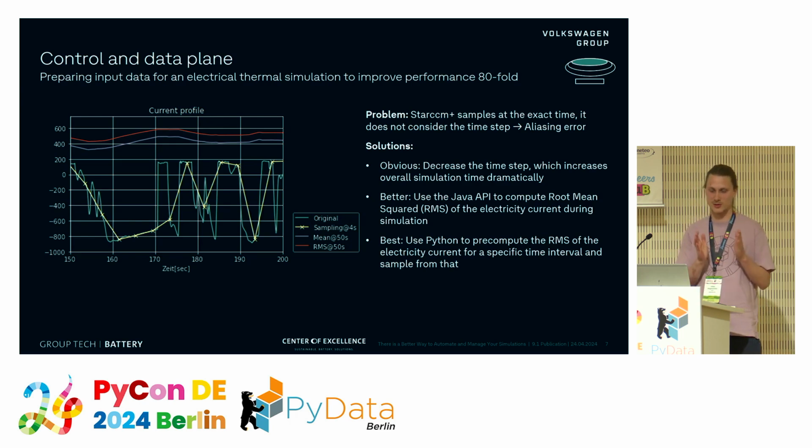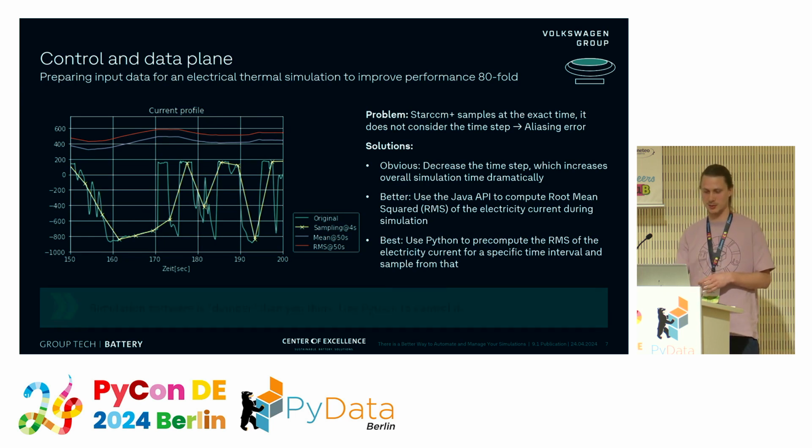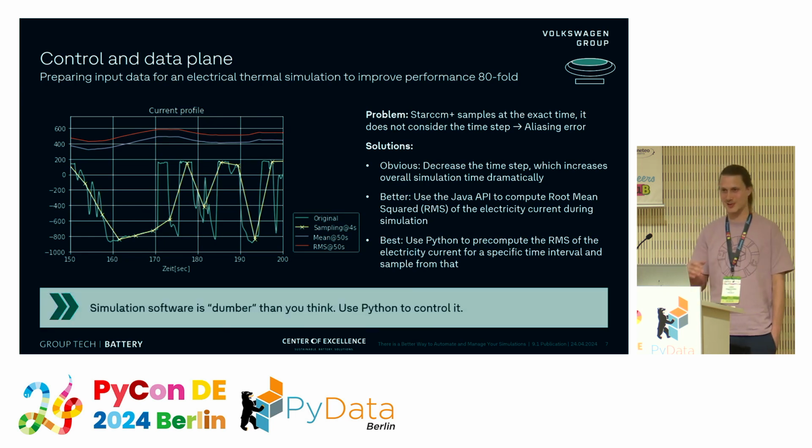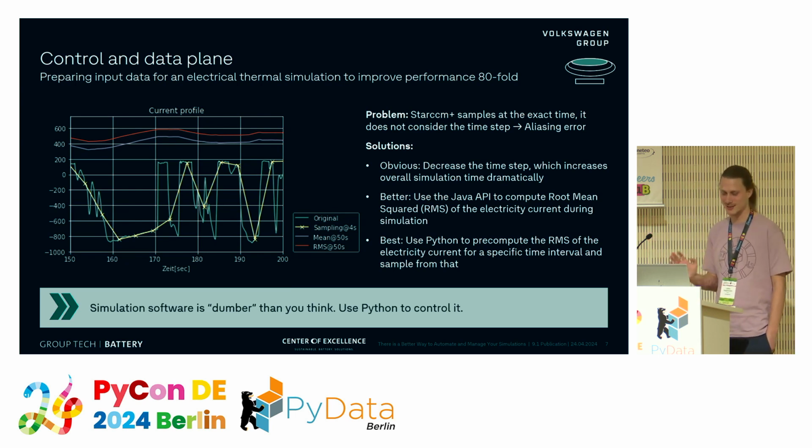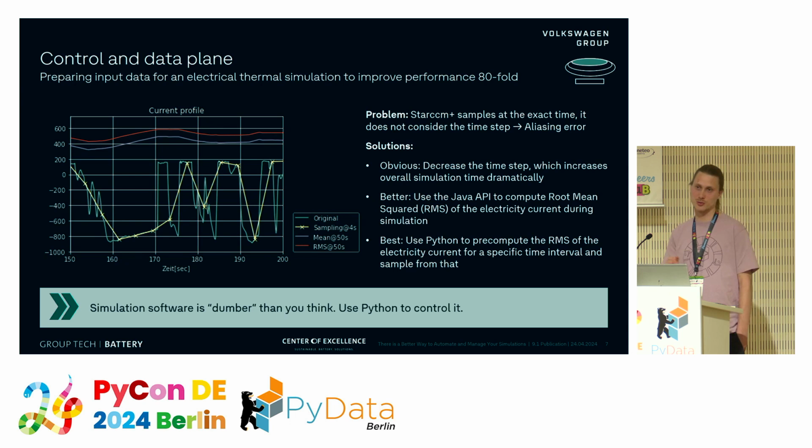And then we have a very declarative approach. So we know what is going into the simulation, we simulate it, and then we have the outputs. And it's always very clear what is happening. And so the takeaway here is simulation software is dumber than you think. No offense against the makers. And we should use Python to control it.